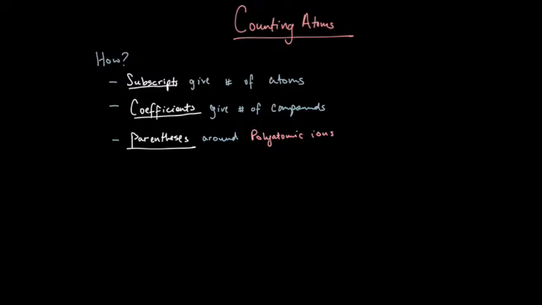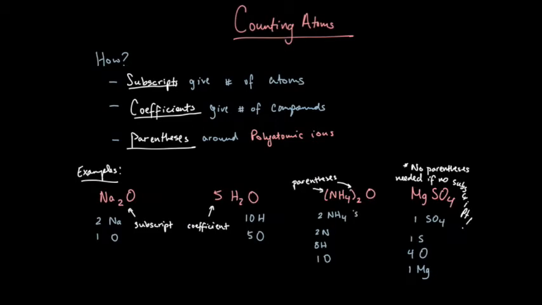Na2O. The 2 is the subscript, tells us there are 2 Nas and then 1 O. Coefficient, 5 H2O. The 5 is our coefficient, tells us there are 5 H2Os. That gives us a total of 10 H's and 5 O's.